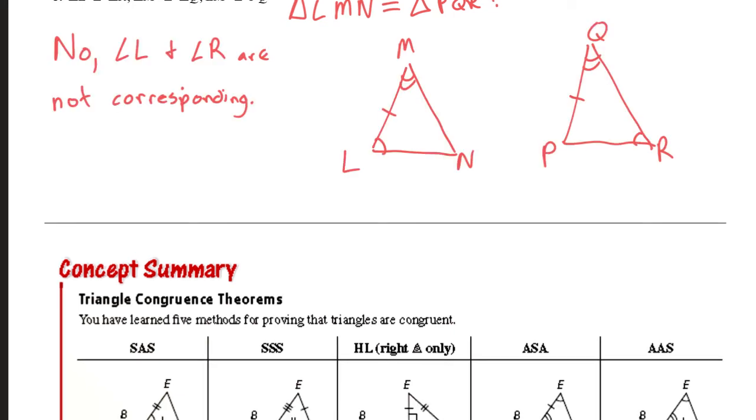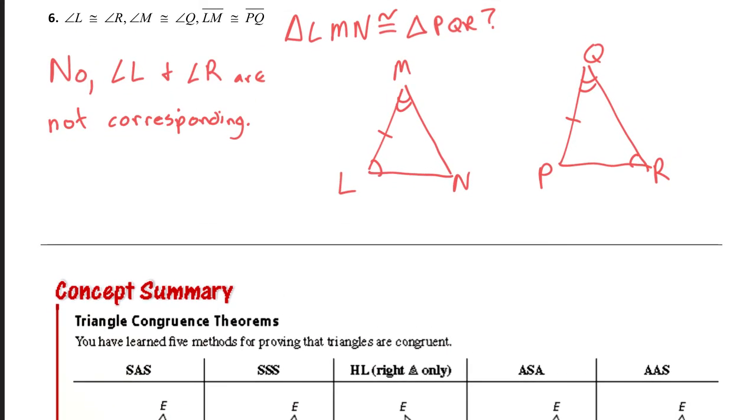Okay, so for this final example, I drew my triangles. I labeled the congruent corresponding parts, or the congruent parts. I won't say corresponding yet, but when we look at this, angle L and angle R are congruent. LM, PQ. Angle M, angle Q. So if I look at this, it doesn't quite match up. L and R are not corresponding.